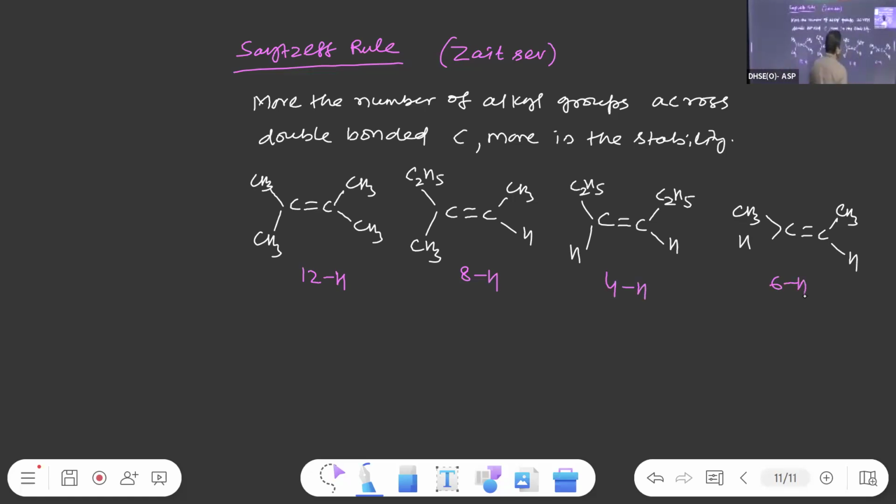This is 6. So what is the order of stability? The highest take A first, then B, then D, then C. So this is about the Saytzeff rule. The more the number of alkyl groups, or the more the number of hyperconjugative hydrogens across the double bonded carbon, the more is the stability of the alkene. Clear?